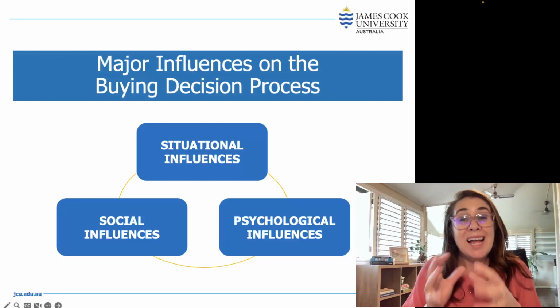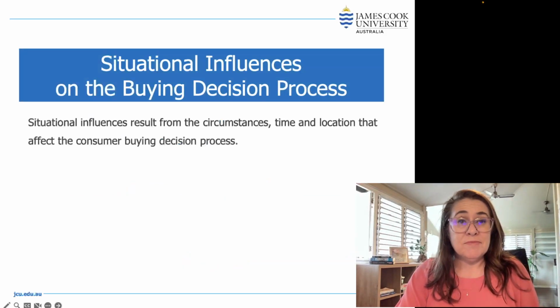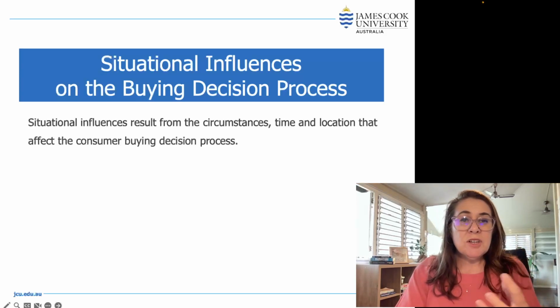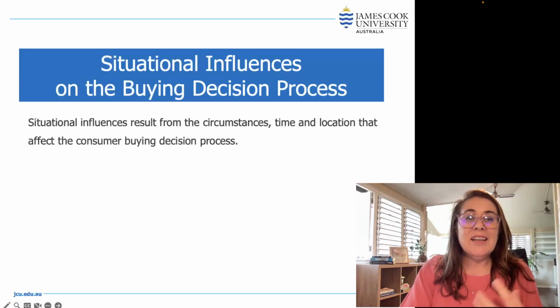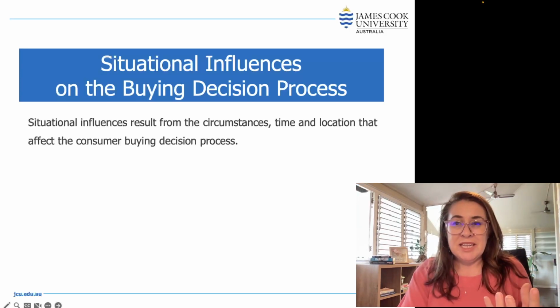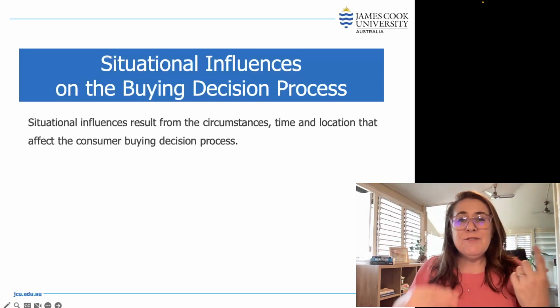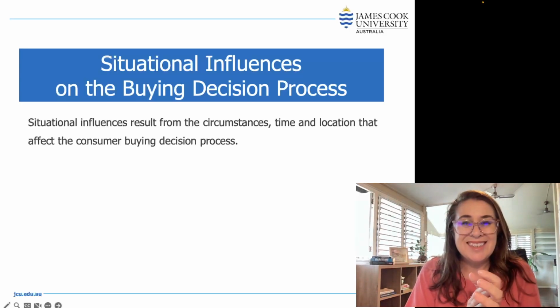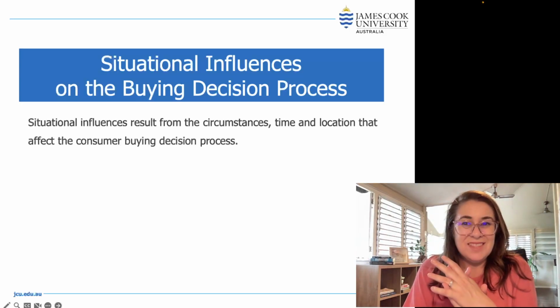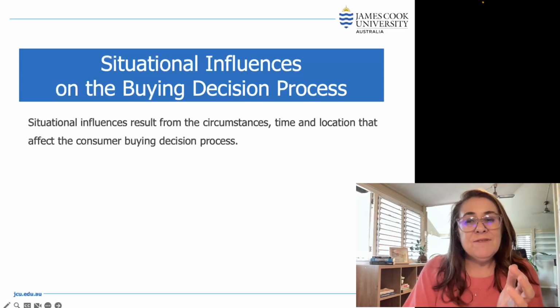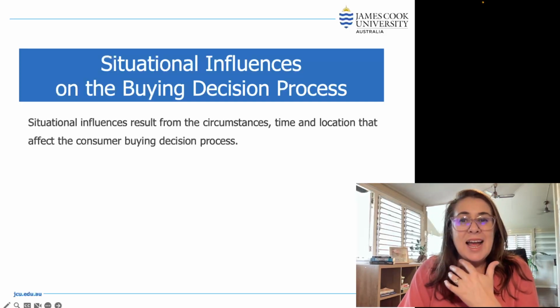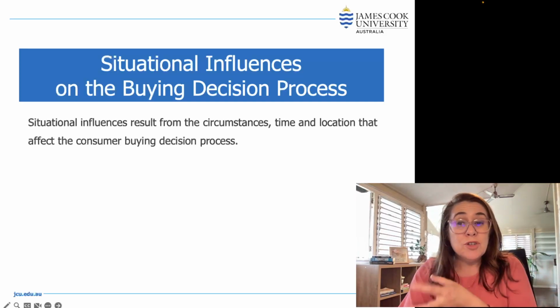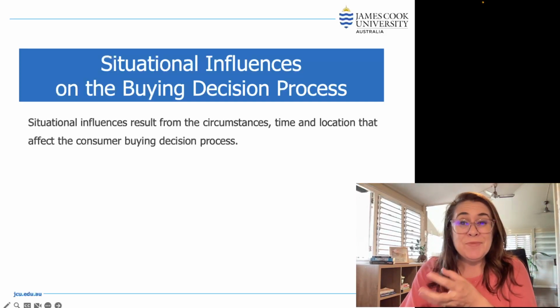Let's look first of all at those situational influences. So the situational influences result from circumstances, time, location that affect the consumer buying decision-making process. It includes those physical and social surrounds, the time and reason considerations, and other aspects such as the consumer's mood. They can influence a consumer's actions at any stage of the decision-making process. They can shorten, lengthen, or terminate that decision-making process as well.